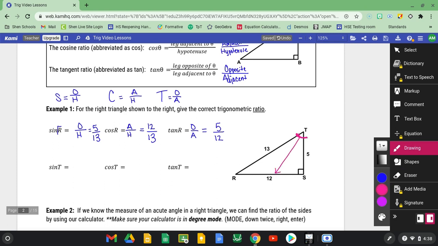The next 3 questions all refer to angle T. So I'm actually going to erase my markings because I'm going to have to refer to angle T now. Now angle T is the angle that I'm looking at. And I'm going to label the opposite side, I'm going to label the hypotenuse, and I'm going to label the adjacent side.